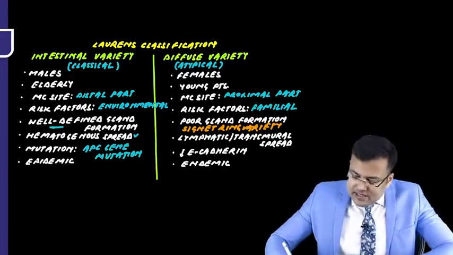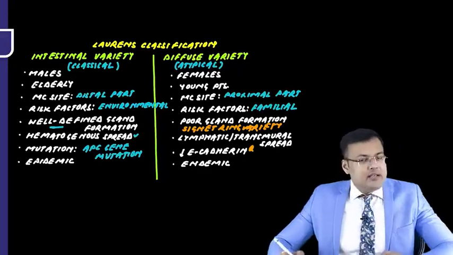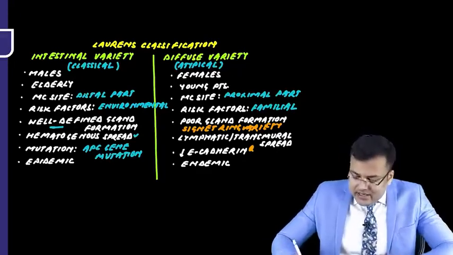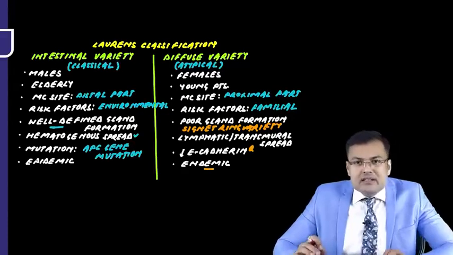What is the mutation which is asked here? It is decreased E-cadherin. And this is endemic. Endemic means it is clustered in certain areas.